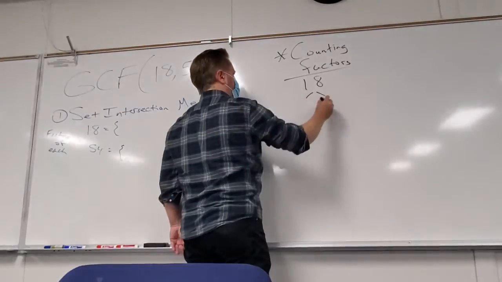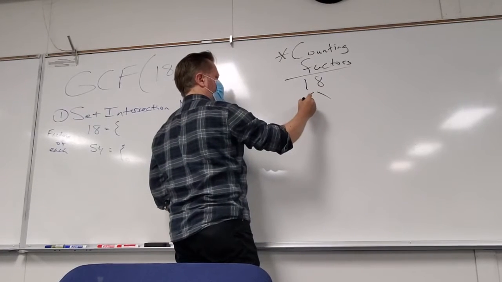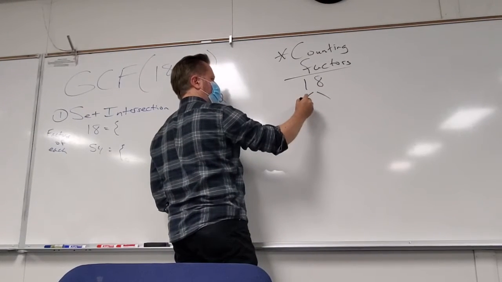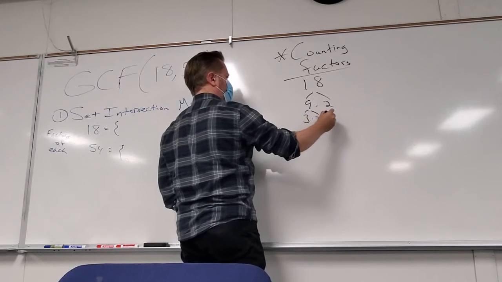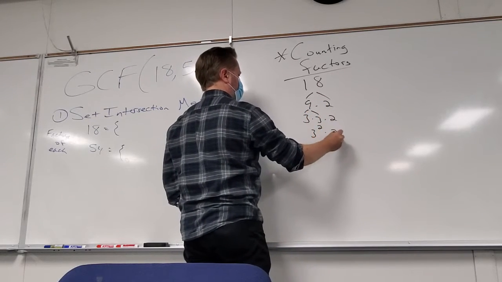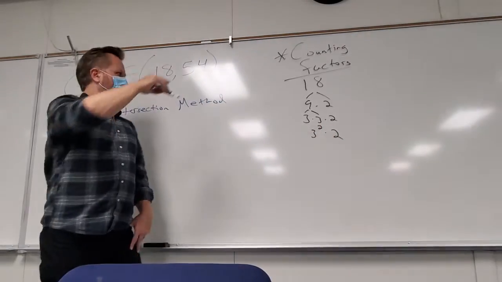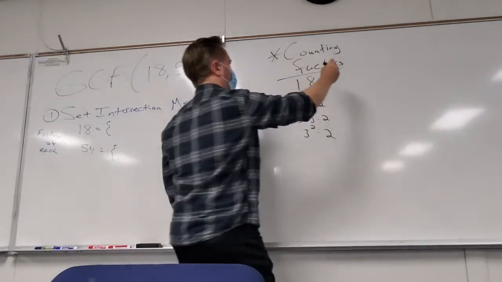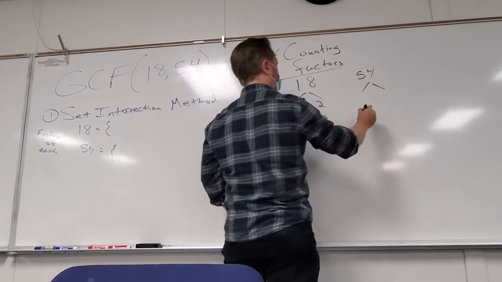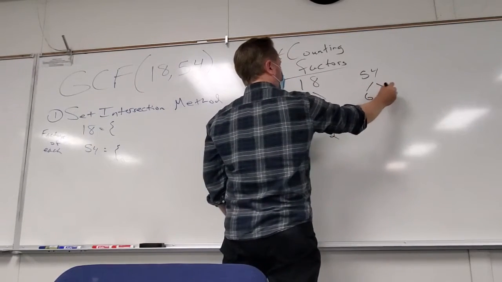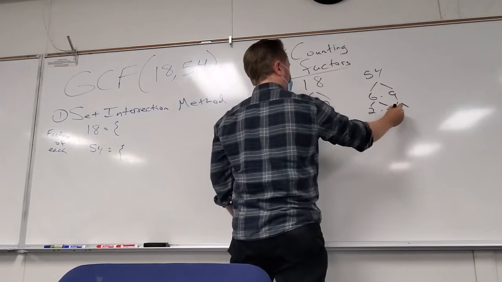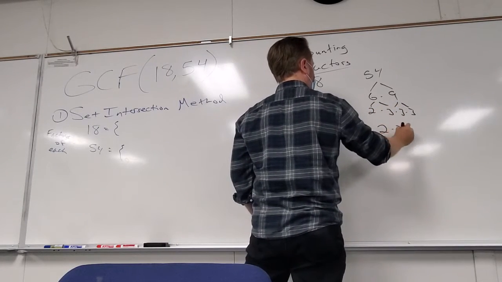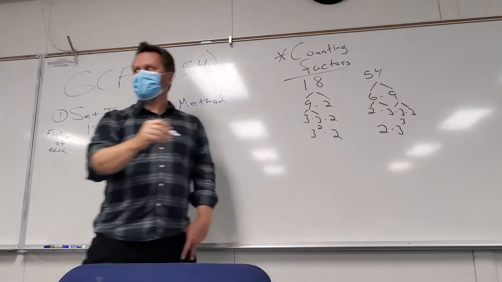What's 18 broken down? 9 times 2, and then 9 is 3 times 3 times 2, so it's 3 squared times 2, right? What about 54? 6 times 9. 2 times 3 times 3 times 3. This is 2 times 3 cubed. Is that cool?